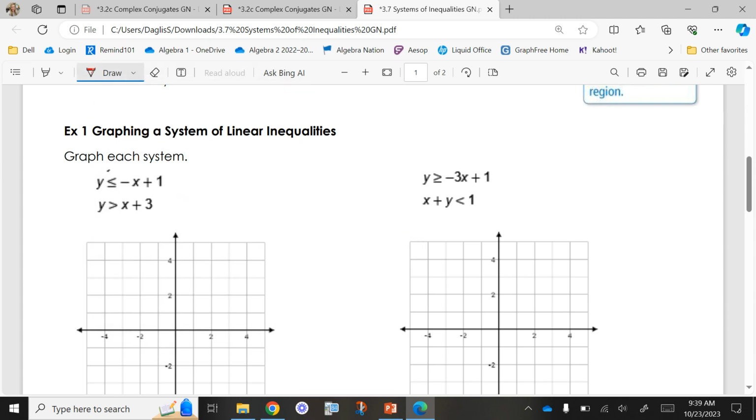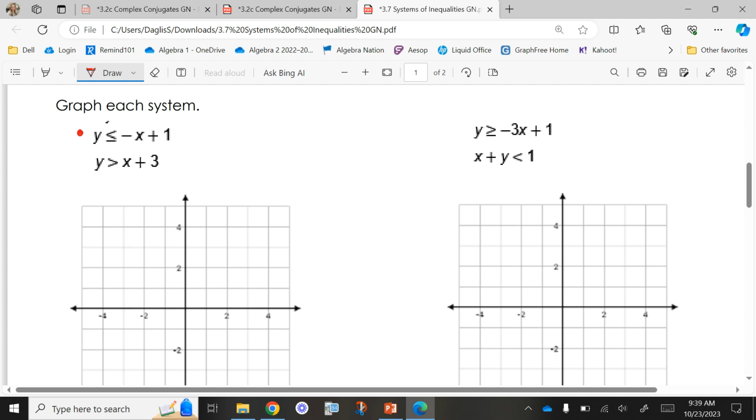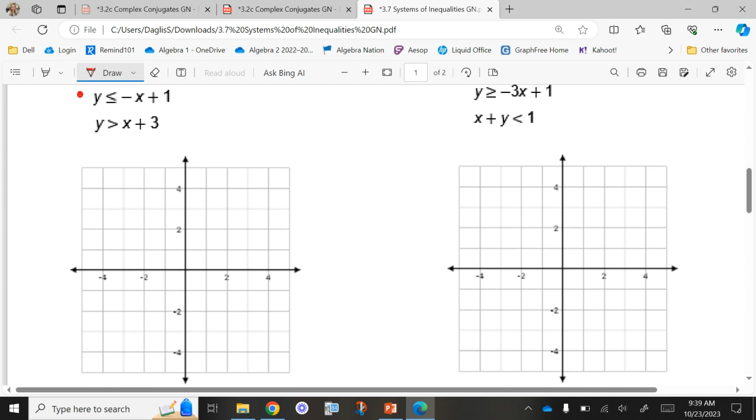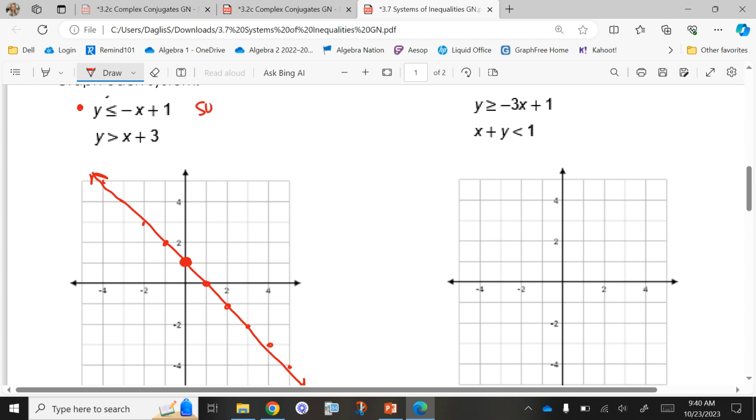We have y is less than or equal to negative x plus 1. So where am I going to start this line? Positive 1 where? On the x or the y? On the y. All right, and then how is my slope going to go? Down and over 1. Good. I can go backwards as well. Will these be connected with a solid or dotted line? Solid. How do you know that? It's equal to. Good. And now are we going to shade above or below? Below. Good. So this one is solid, and we're going to shade below.